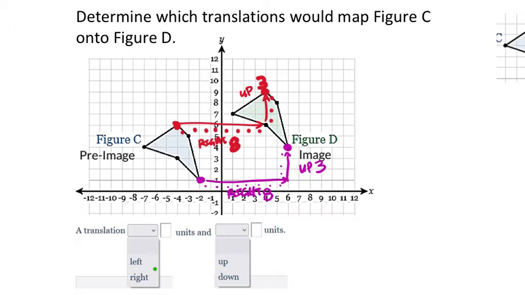So on the assignment, you have to choose in this box right. It's gone to the right. How far? 8 units. And then up or down, well, we know this one went up. And how many units did it go? 3.